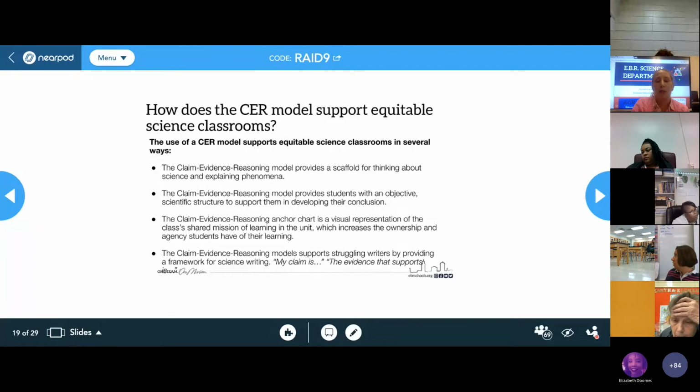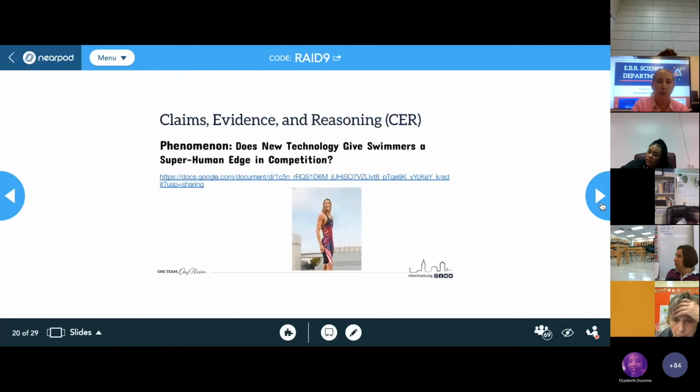We just have to get them to understand that what they do in everyday life is the same exact thing that they're doing in science class. It provides students with structure to help them develop conclusions. And it's a visual representation. So they're not only writing it out, you can also put that on a chart. So it's in their notebook or on their Google Classroom and their documents, and it's on the charts for them to keep referring back to. The more they see it, the more they do it, the more proficient they'll become.